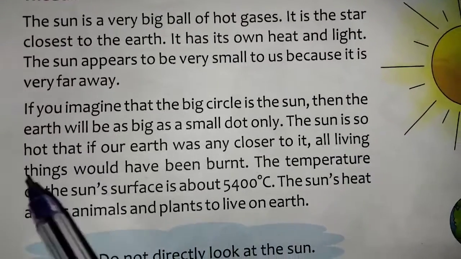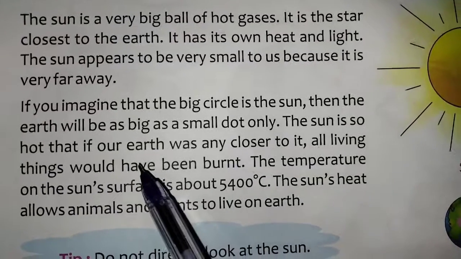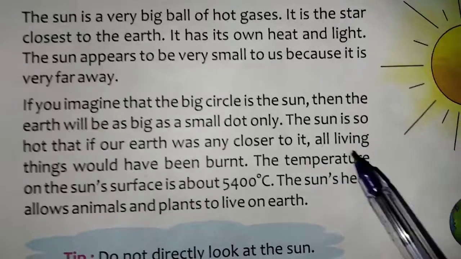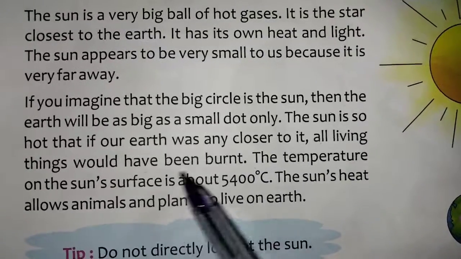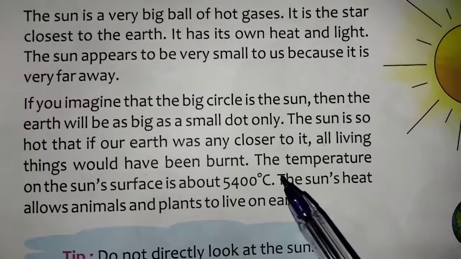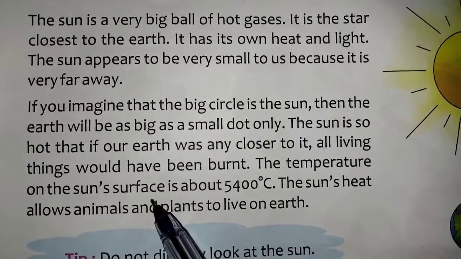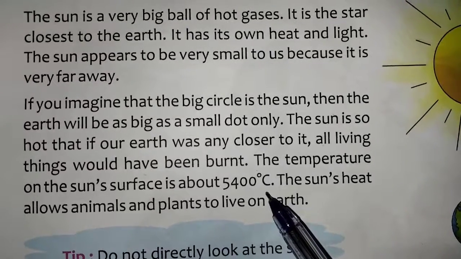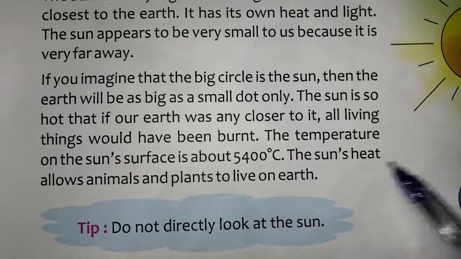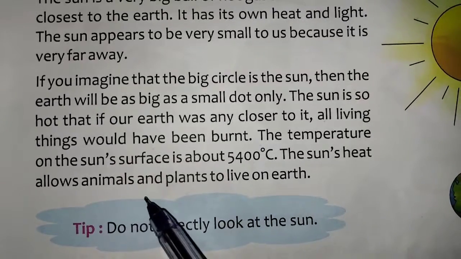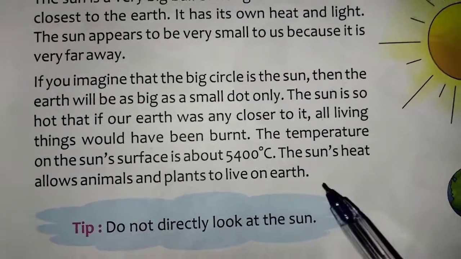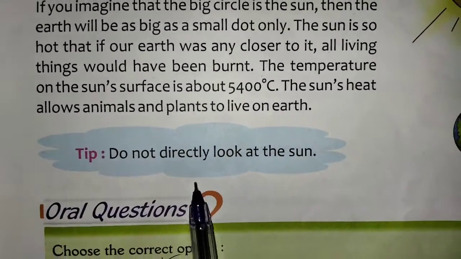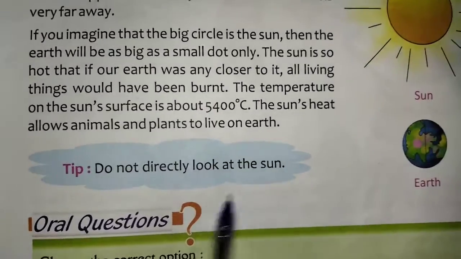The sun is so hot that if our earth was any closer to it, all living things would have been burnt. The temperature on the sun's surface is about 5400 degrees Celsius. The sun's heat allows animals and plants to live on the earth. Tip: do not directly look at the sun.